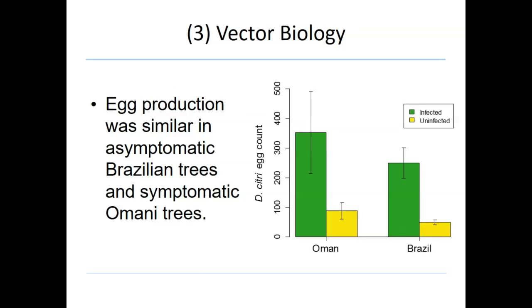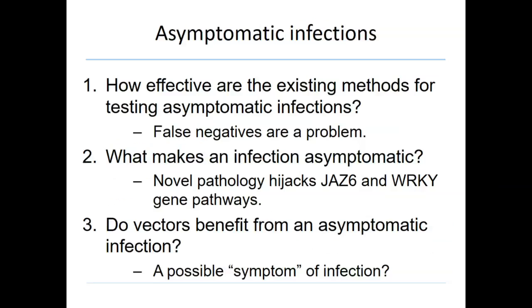And if you compare just the raw egg count per organism, it's very interesting. It's a very similar story between Oman and Brazil, which is nice to see. If you're carrying a symptomatic infection, the number of eggs that the Diaphrina citri produces is significantly increased. And in Brazil, if you're carrying an asymptomatic infection, as a Diaphrina citri, you're also increasing the number of eggs you can produce. We have yet to find the direct interaction between the pathogen and egg production, but theoretically it's stimulating egg production through some sort of signaling pathway inside the organism.